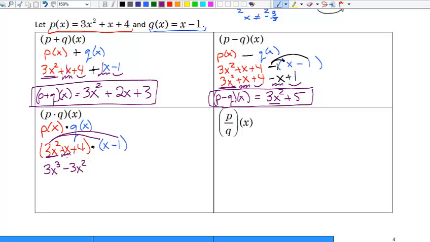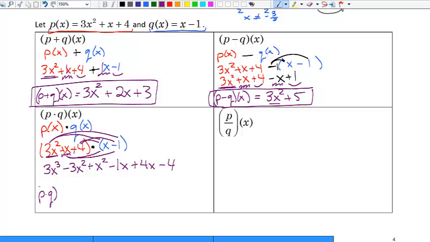Now I'm going to grab the positive x, and that's going to distribute to both terms to get plus x squared minus 1x. Lastly, I take the positive 4, and the positive 4 needs to distribute to both. So that gives me plus 4x minus 4. So I should have 1, 2, 3, 4, 5, 6 total terms there. If you don't have 6 terms, you're missing some of the distributing.